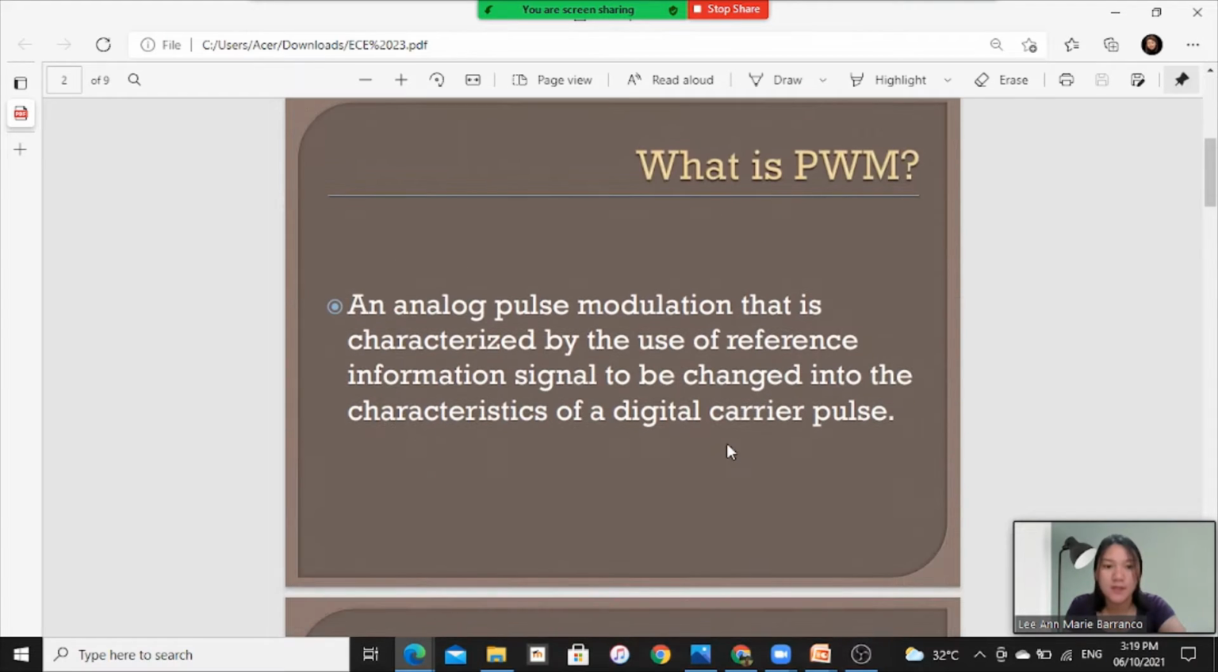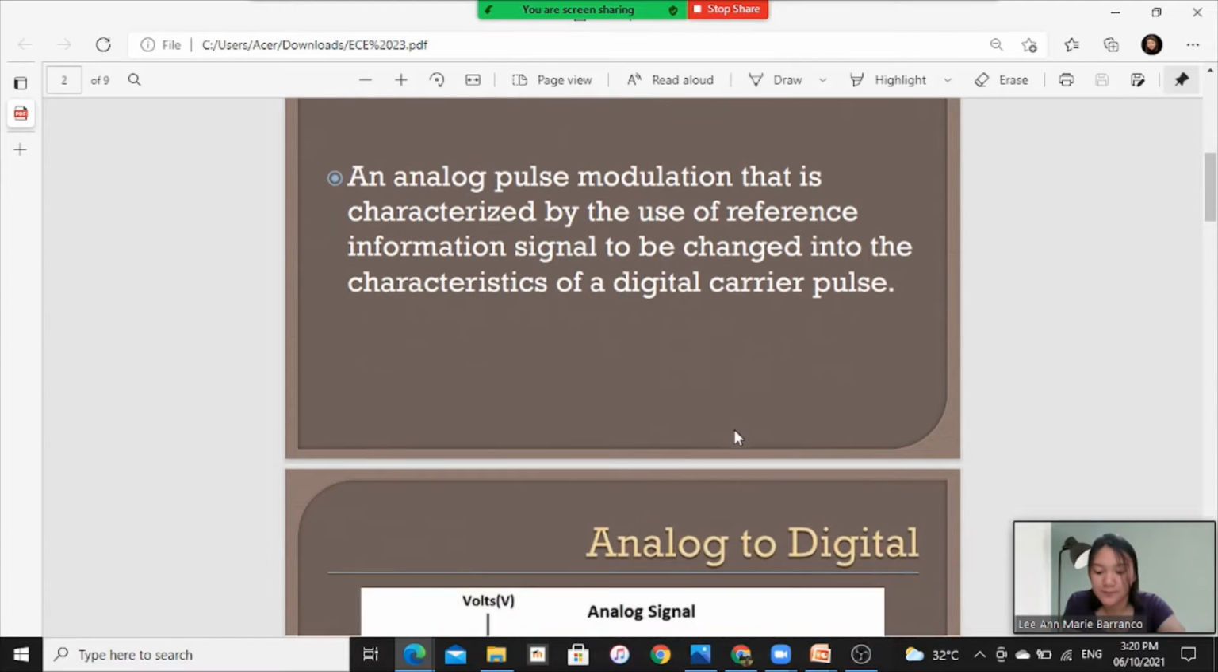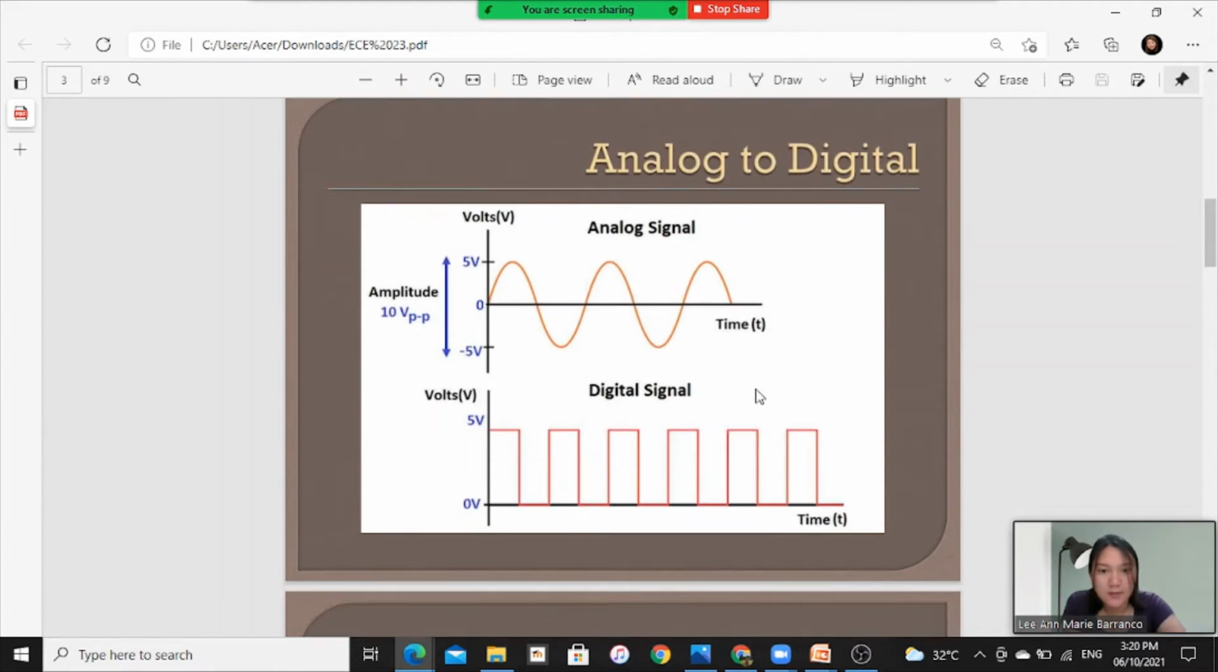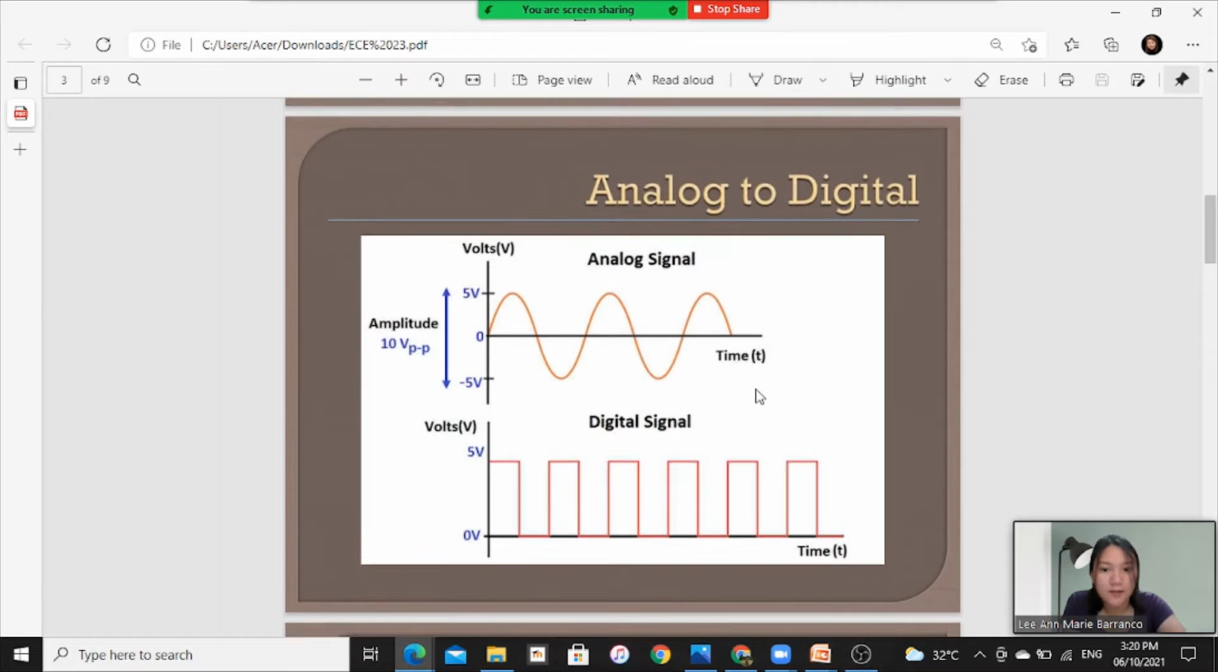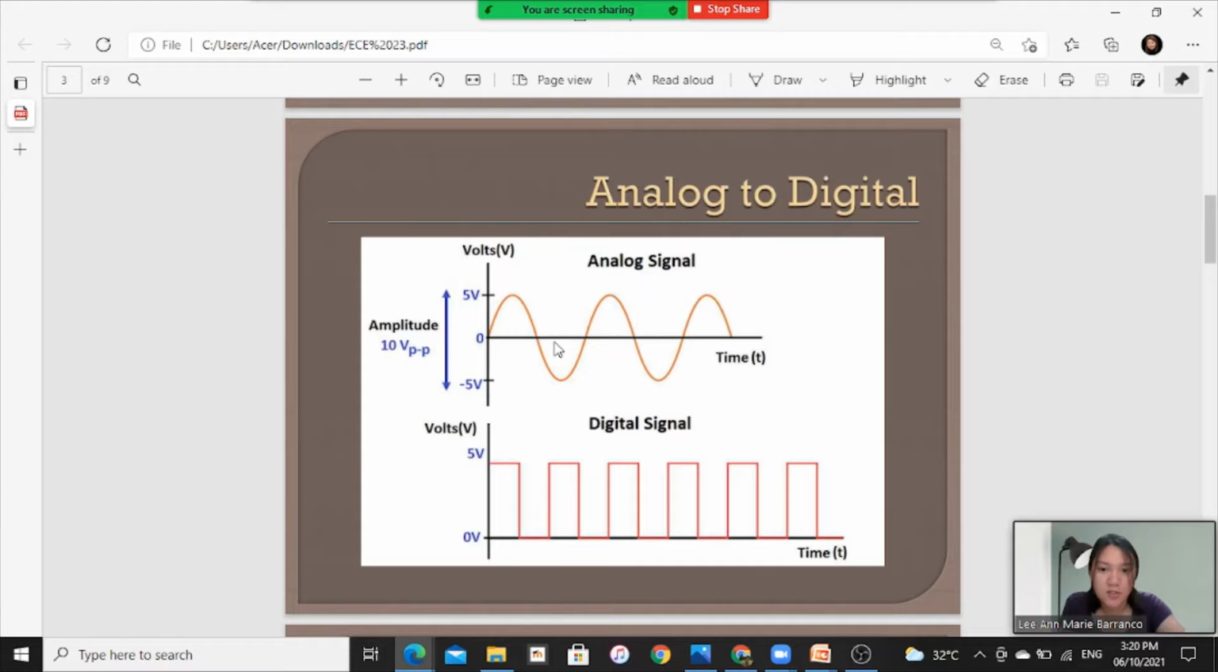So what is PWM? PWM, which stands for pulse width modulation, is an analog pulse modulation that is characterized by the use of a reference information signal to be changed into the characteristics of a digital carrier pulse. Here is an example where we use PWM: it is to change the analog signal to a digital signal.